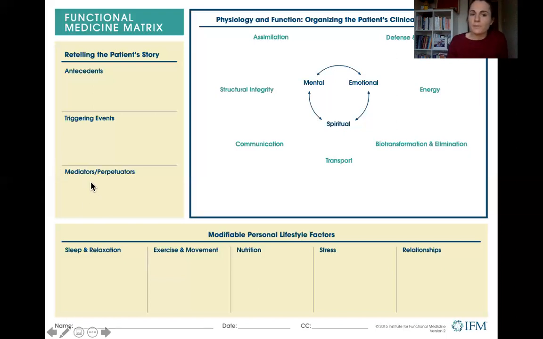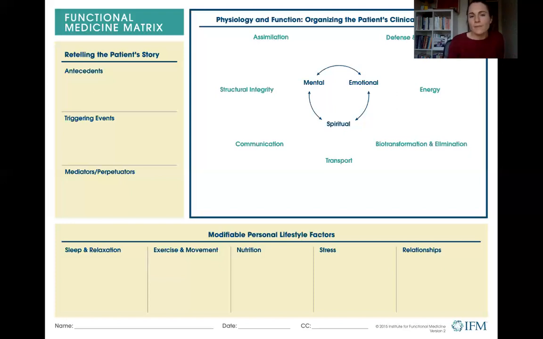Mediators, or perpetuators, are factors that tend to maintain someone in a state of ill health. That might be a nutrient deficiency, a hormone imbalance, or dysbiosis. There are different things that can be considered a mediator.